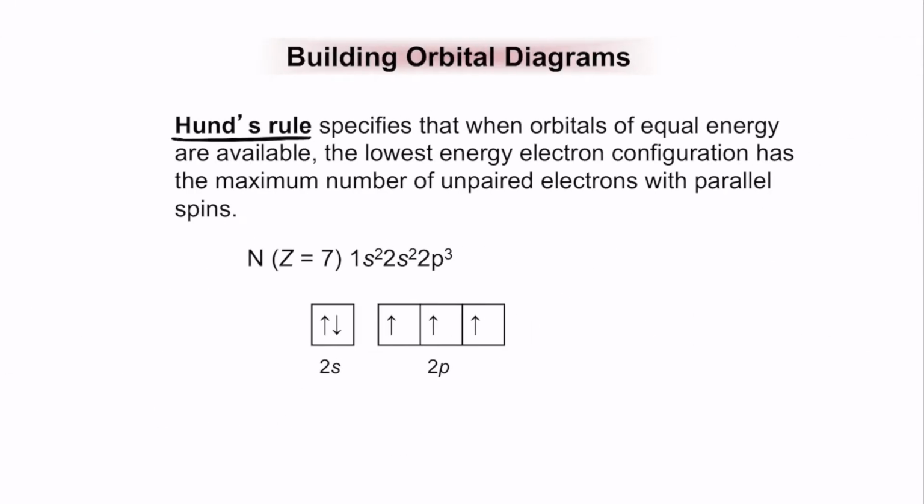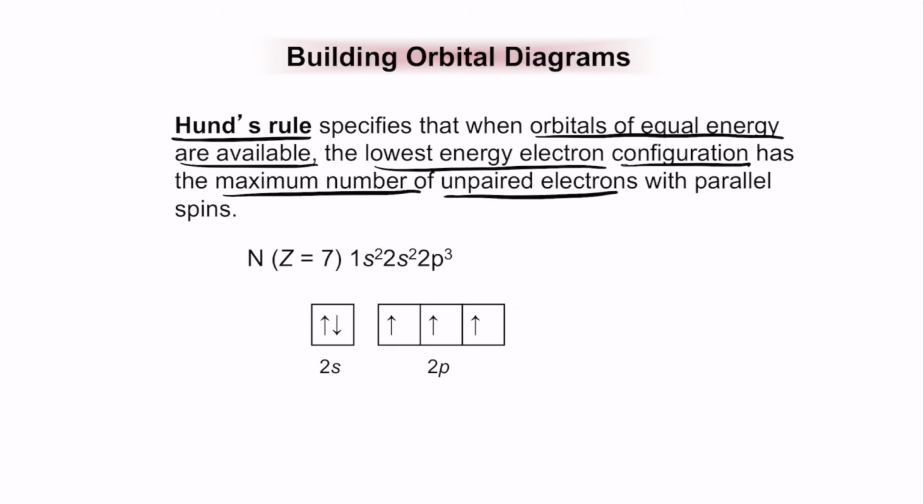Next one is Hund's rule. Hund's rule basically says that when orbitals of equal energy are available, for example, let's say p orbital, the lowest energy electron configuration has maximum number of unpaired electrons with parallel spins. So we can only fill the electrons first, completely half filling the entire orbital. Only then can we start pairing them, since every one of them has equal energy. The reason is because all of them here have the same energy, because all of them are p orbitals. That's the reason why we have to use this rule here.